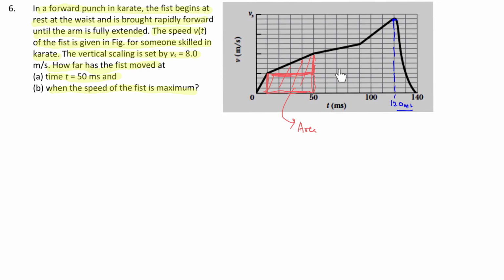So we'll find the area from 0 to 120 millisecond. This area will give you the distance traveled in part B. Find this out. You can easily find this area by dividing it into smaller areas.